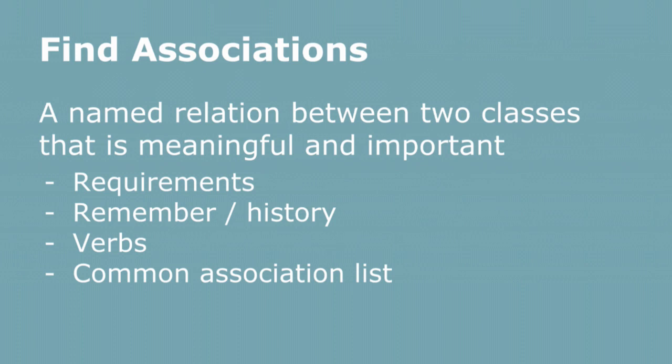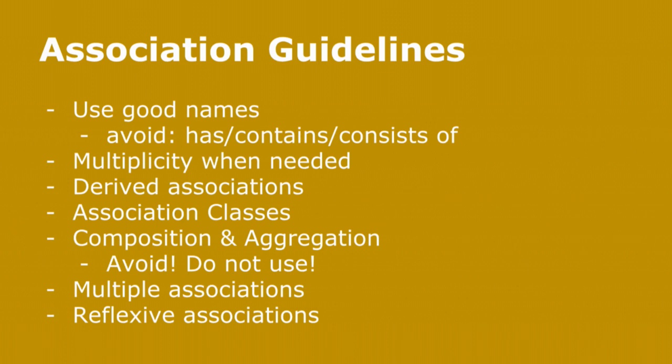There is a common association list also in the book, common associations that you can find in domains. Some guidelines: use good names. It's often quite tempting to write has, contains, or consists of as association names. Sometimes that's fine, but try to find the real relation between these two concepts.